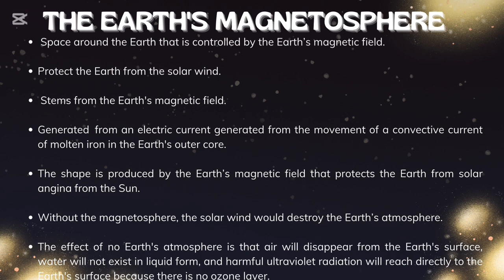Without the magnetosphere, the solar wind would destroy the Earth's atmosphere. The effect of no Earth atmosphere is that air will disappear from the Earth's surface, water will not exist in liquid form, and harmful ultraviolet radiation will reach directly to the Earth's surface because there is no ozone layer.